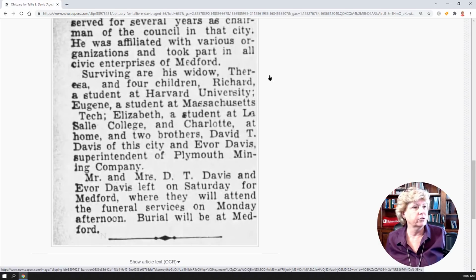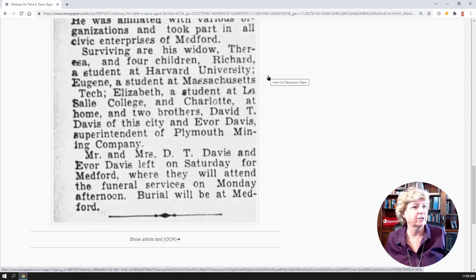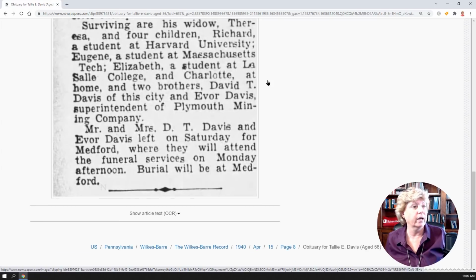Surviving is his widow, Teresa, or Theresa, depending on how you want to pronounce it, and 4 children. Richard, a student at Harvard University, Eugene, a student at Massachusetts Tech, Elizabeth, a student at LaSalle College, and Charlotte at home, and 2 brothers, David T. Davis of this city, and Ever Davis, superintendent of Plymouth Mining Company. Mr. and Mrs.